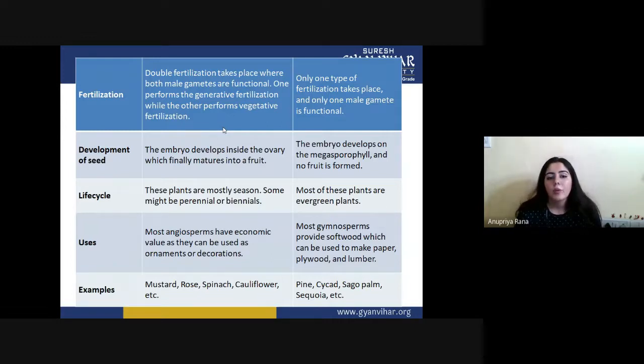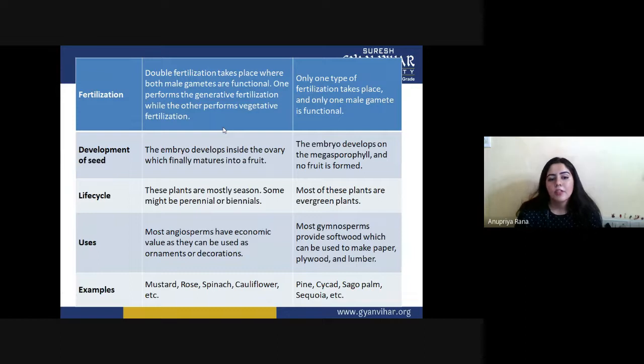Life cycle: these plants are mostly seasonal. Some might be perennial or biennial, and most gymnosperms are evergreen plants. The deciduous condition has not been seen in the gymnosperm, but this kind of situation can be seen in angiosperms. They can be season-based plants basically.